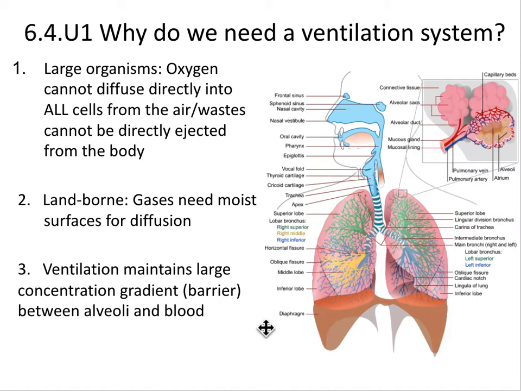Ventilation maintains large concentration gradient barriers between the alveoli and the blood. We're going to talk about this more further into the lecture, but ventilation, in order to happen, needs a large concentration barrier, and the lungs act for us in that way in order to make it possible for that barrier to be created, for there to be easy movement of oxygen and carbon dioxide across the alveoli.